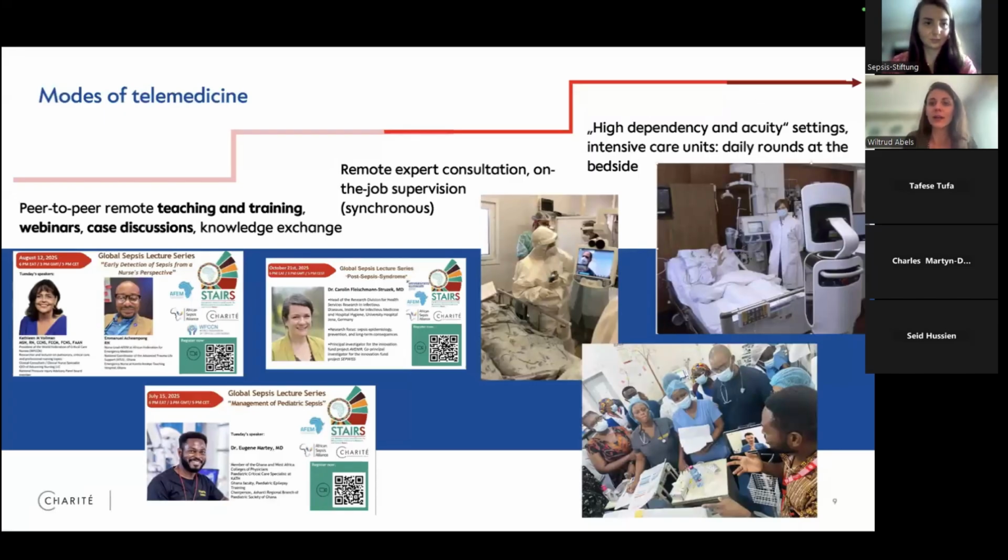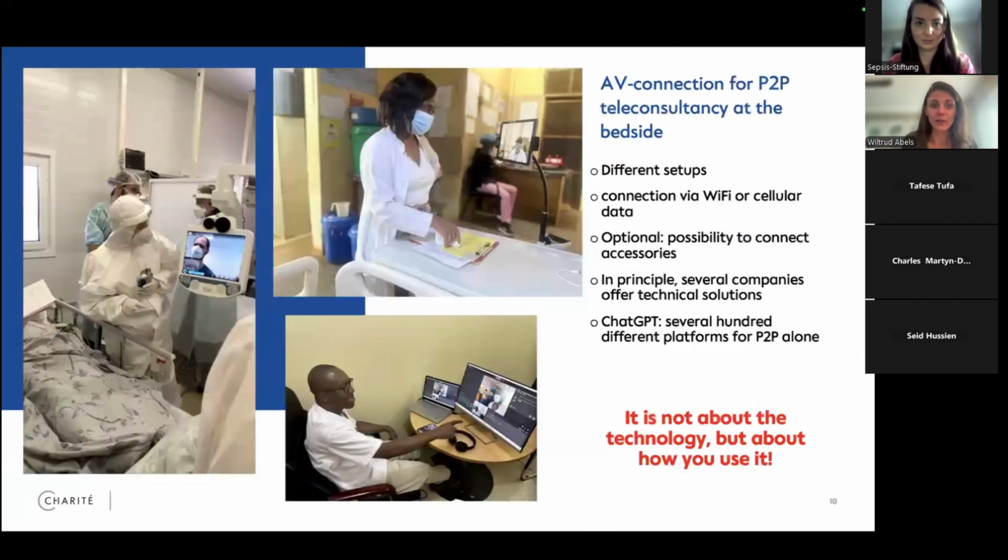getting into high dependency and acuity settings, for example, intensive care units, but also emergency units, where then the technology needs to be a little more sophisticated, but still usable, to be used, for example, in daily rounds at the bedside or in case discussions at the bedside, and this can then also be an exchange between providers, but also include the patient, of course. So we have different modes of telemedicine, and we need to keep this in mind when we think about whatever we want to use the telemedicine for.